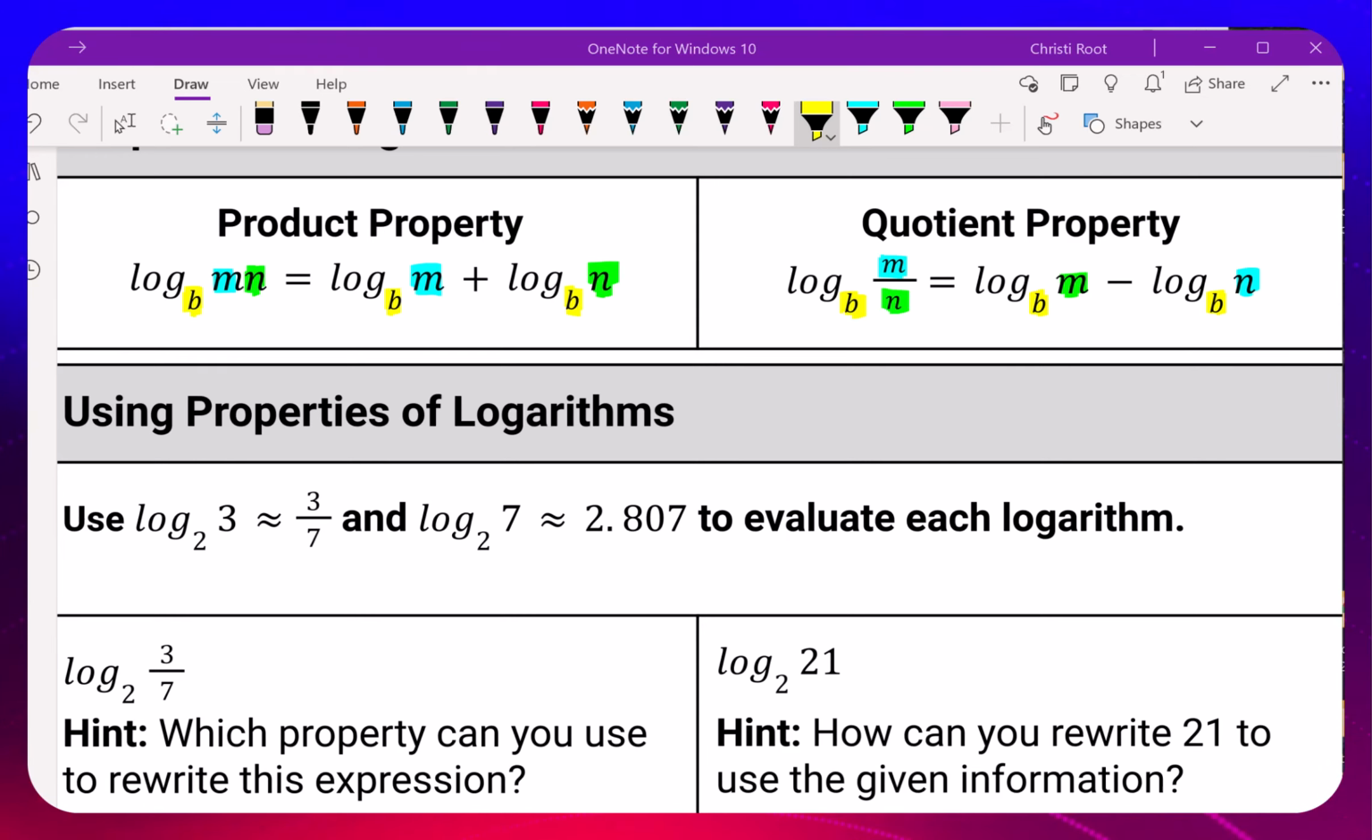Now, it works both ways. You can actually go from addition to product and subtraction to division. It just depends on your needs.